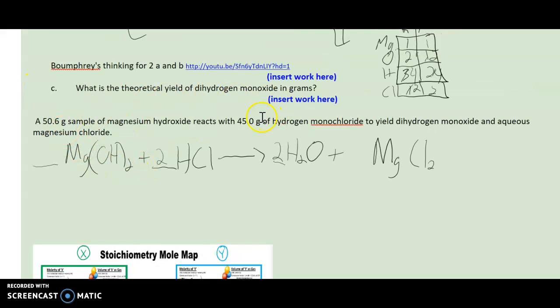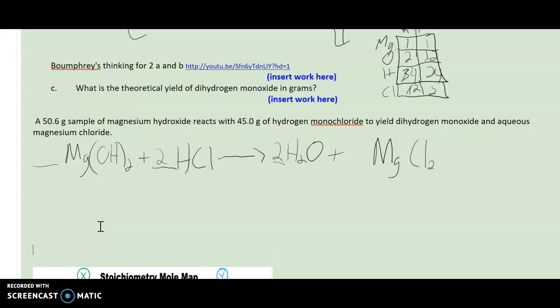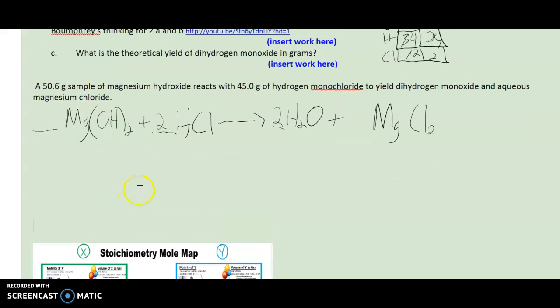First, because I've got two givens, I've got to do two different problems. That's just kind of the crappy thing about these. You've got to do two problems. And they're both in grams, so that always makes me upset, but whatever. So I'm just going to start with 50.6 grams of magnesium hydroxide, put that over 1. Cool.